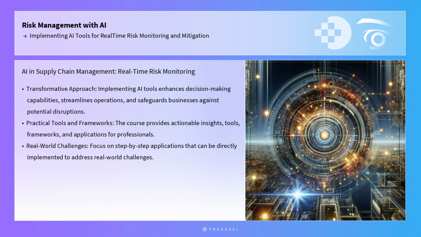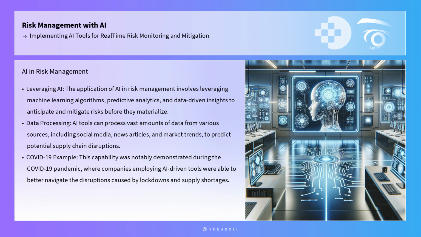This lesson, part of the Certified AI-Driven Supply Chain Analyst course, focuses on providing actionable insights, practical tools, frameworks, and step-by-step applications that professionals can directly implement to address real-world challenges. The application of AI in risk management involves leveraging machine learning algorithms, predictive analytics, and data-driven insights to anticipate and mitigate risks before they materialize.